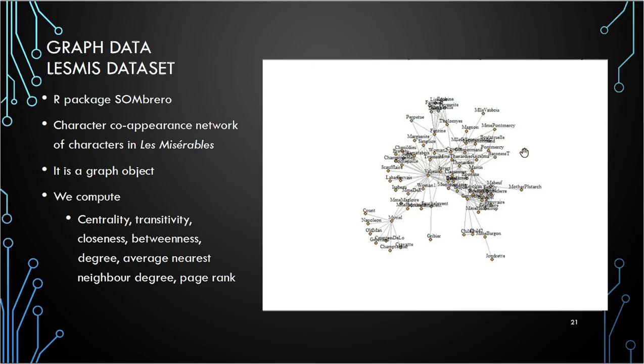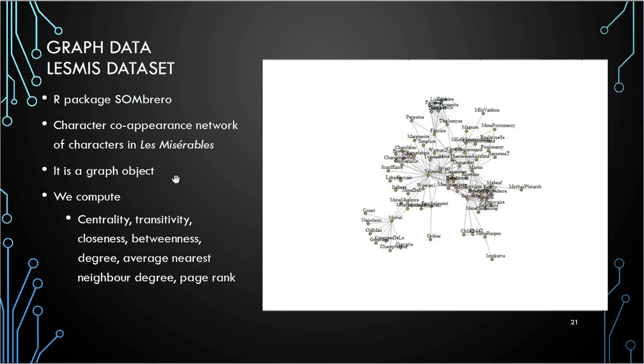And the next example uses a graph. This is a graph of the Les Misérables data set, and I got it from the R package Sombrero. Here, this is the character co-appearance network. If two characters appear in a scene, then they are linked. The original data set is a graph object.